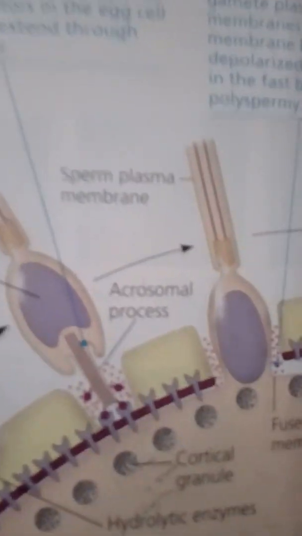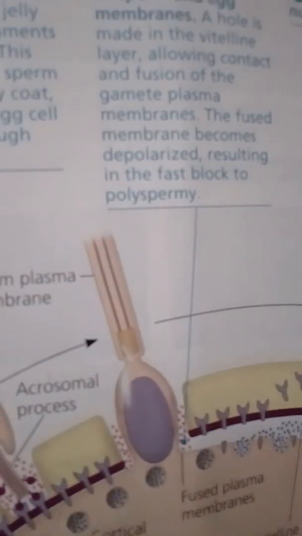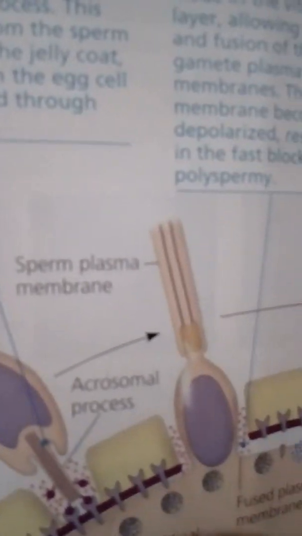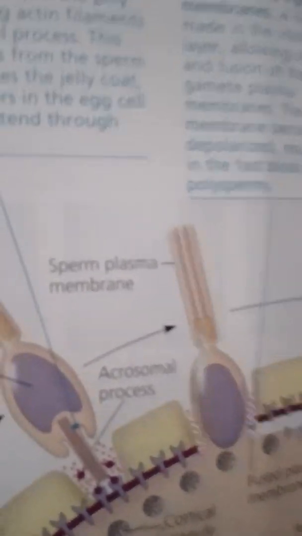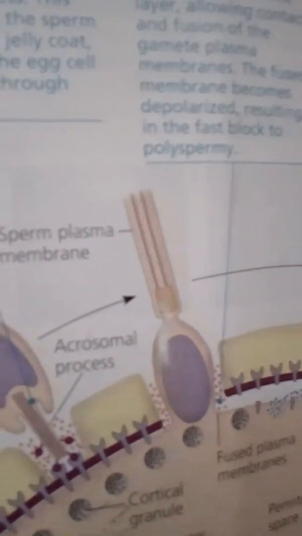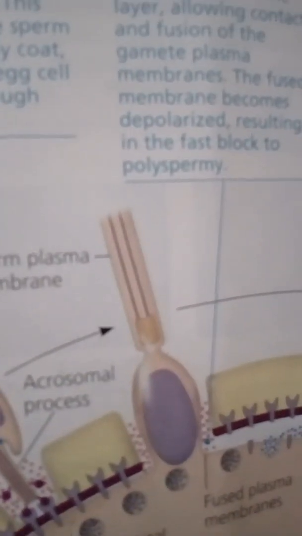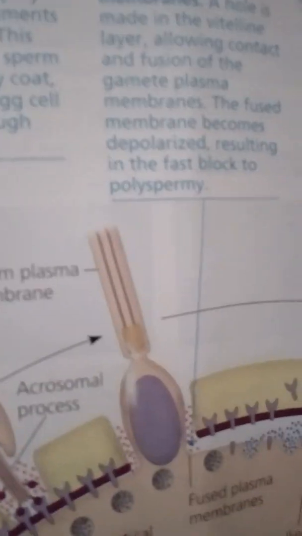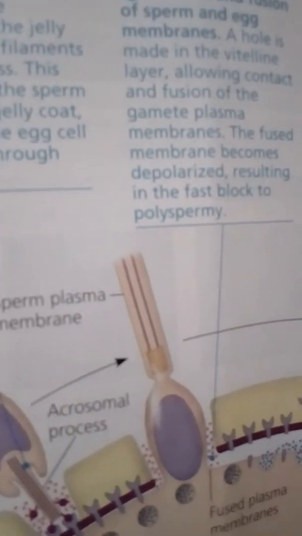These cortical granules, formed during oogenesis, now release their contents into the perivitelline space, the space between the plasma membrane and the vitelline layer. Enzymes released from the cortical granules degrade proteins holding the vitelline layer to the plasma membrane, while mucopolysaccharides produce an osmotic gradient, drawing water into the perivitelline space and swelling it.